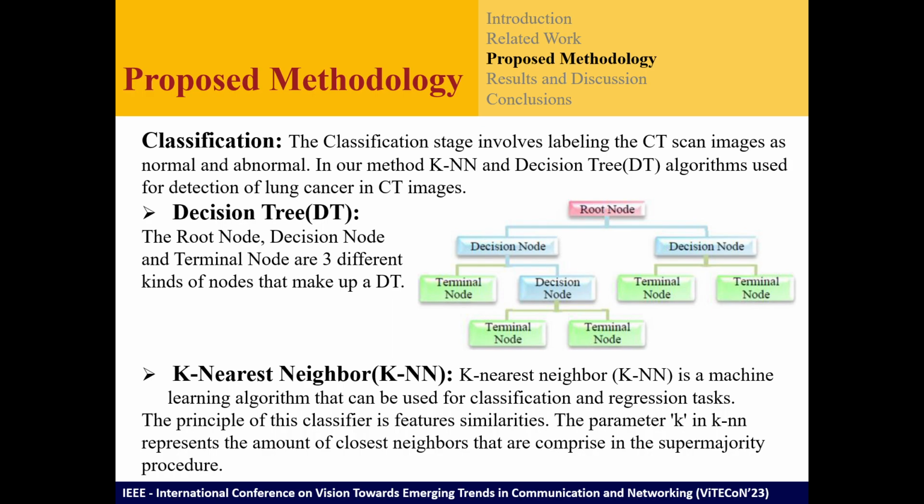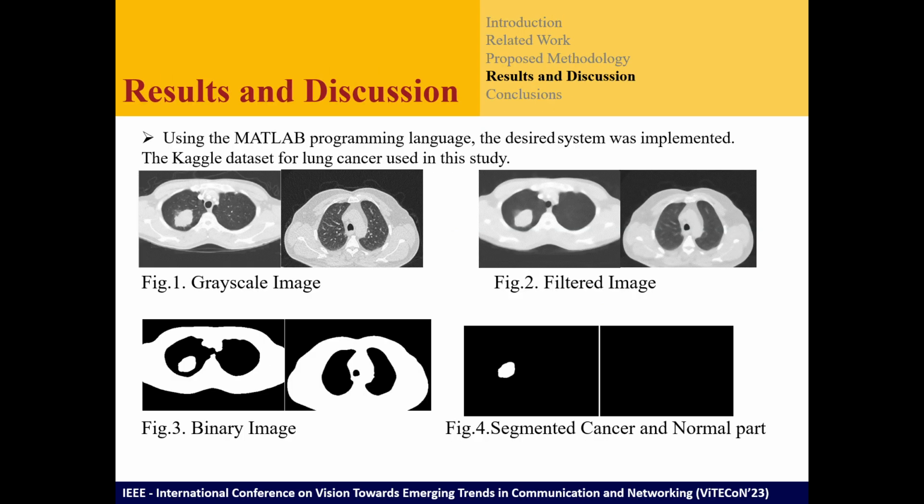Coming to K nearest neighbor, which is also called KNN. K nearest neighbor is a machine learning algorithm that can be used for classification and regression tasks. The principle of this classifier is feature similarities. The parameter K in KNN represents the number of closest neighbors that are included in the majority voting procedure.